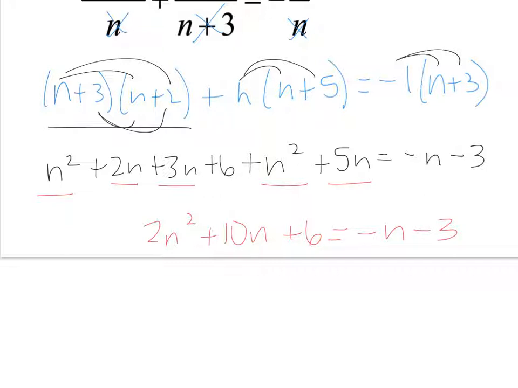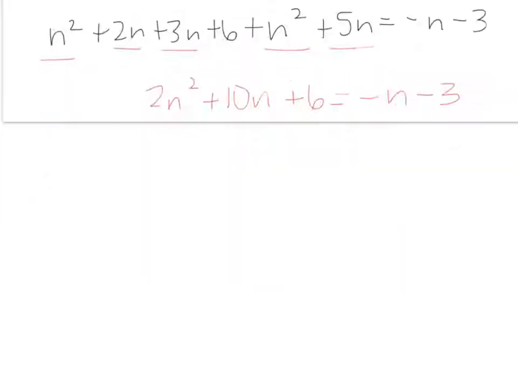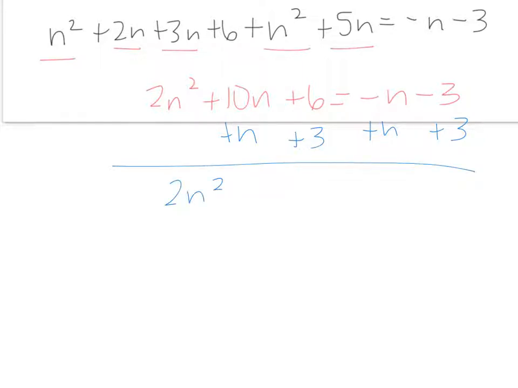And I do see a quadratic here, so I want to try to get everything on one side and get this equation equal to 0 so that I can solve for n. So I'm going to add n here and add 3. And so I get 2n squared plus 11n plus 9 equals 0.